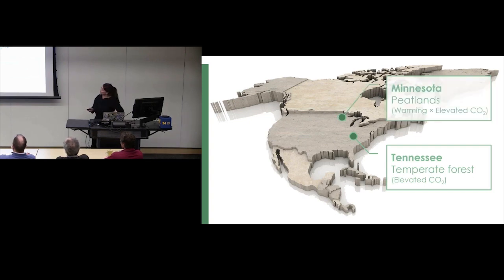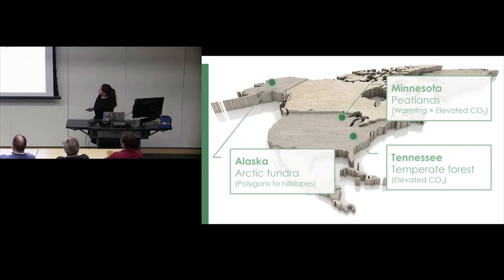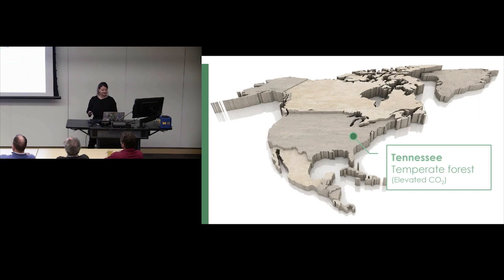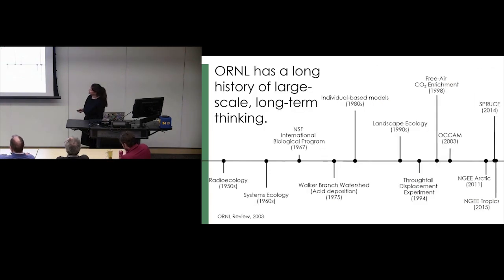And then we'll move further north and further into the present day to Minnesota, where we're looking at the impacts of warming and elevated CO2 on a peatland in northern Minnesota. And then even further north to Alaska, where we're working in a couple of different places: Utqiagvik, which used to be Barrow until 2016, and also Nome, which is the endpoint of the Iditarod. So first, starting in the past, in Tennessee.